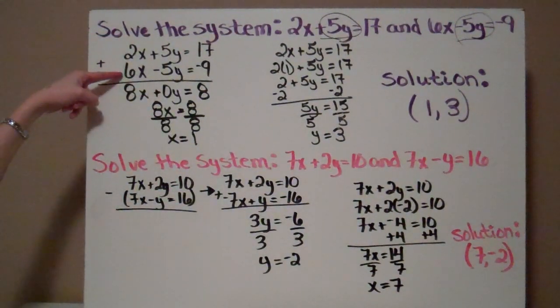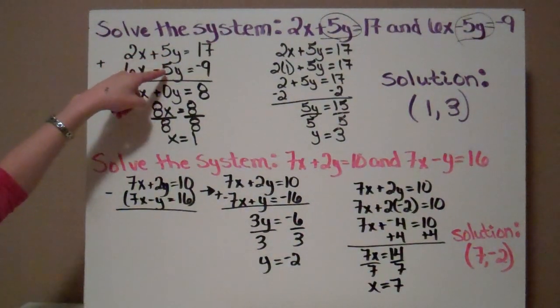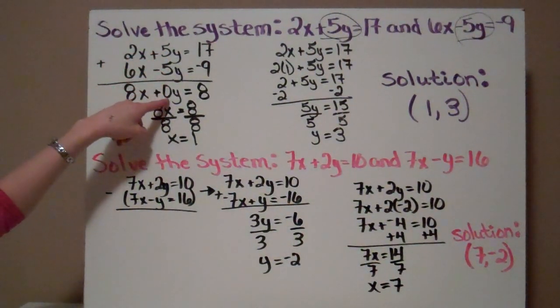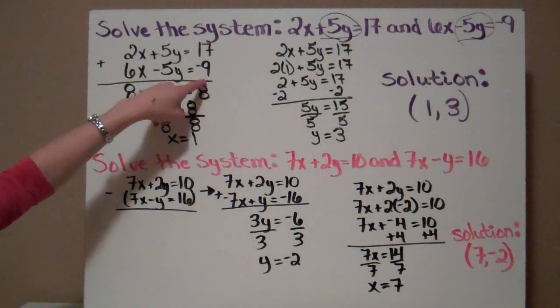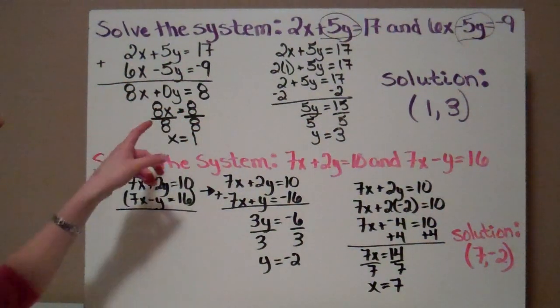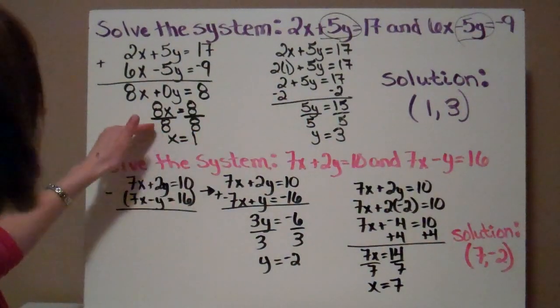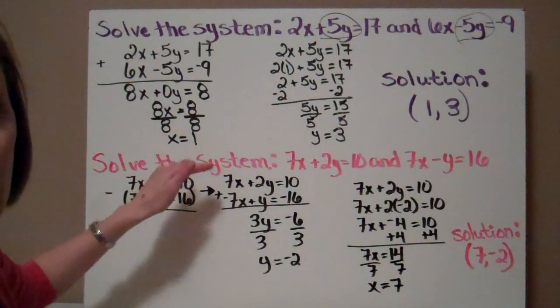So 2x plus 6x is 8x. 5y plus negative 5y is 0. 17 plus negative 9 gives me 8. So I'm really left with 8x equals 8. Divide each side by 8. We know x is equal to 1.